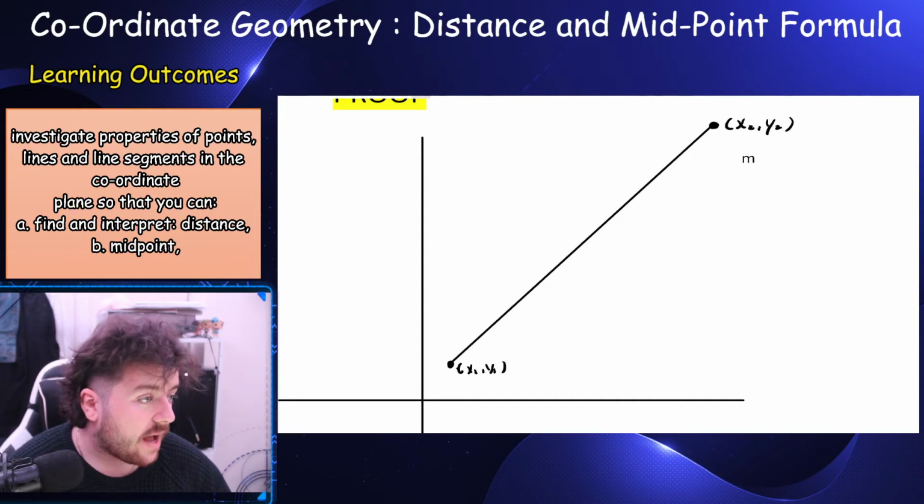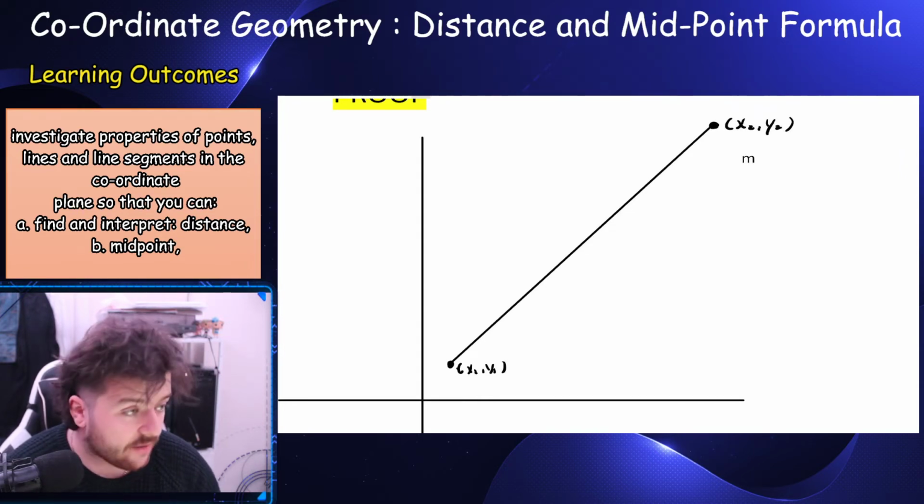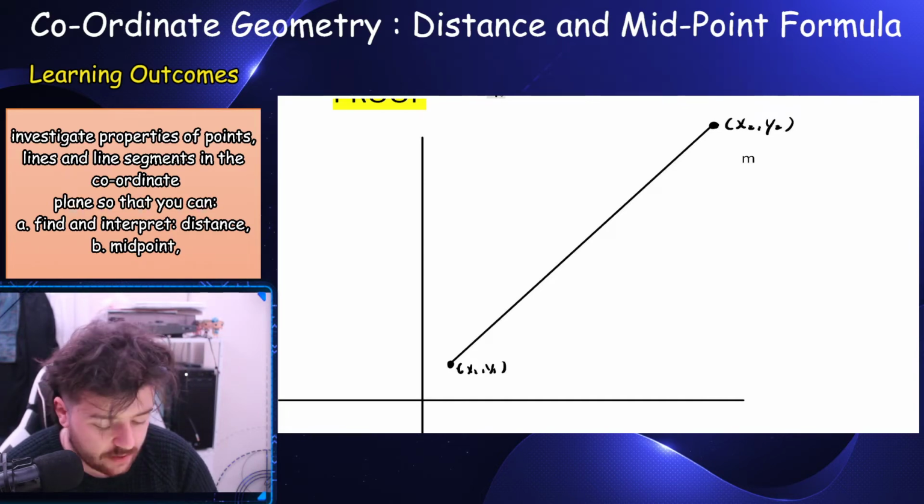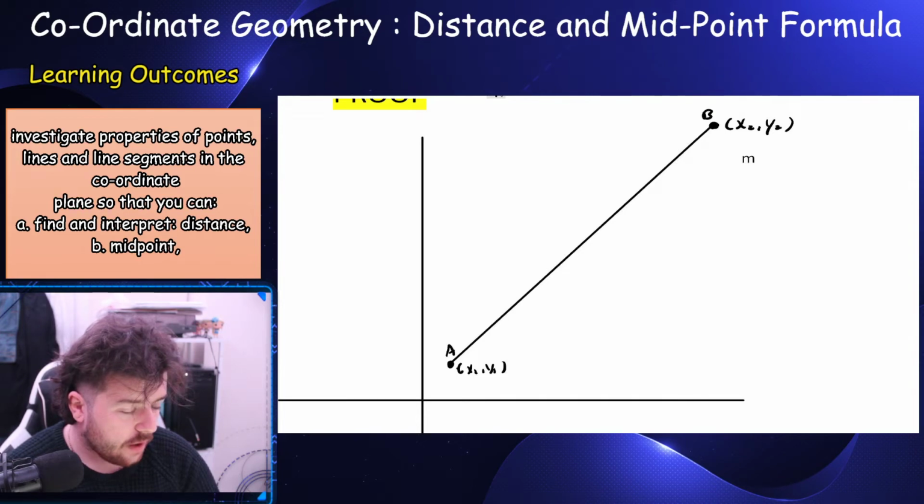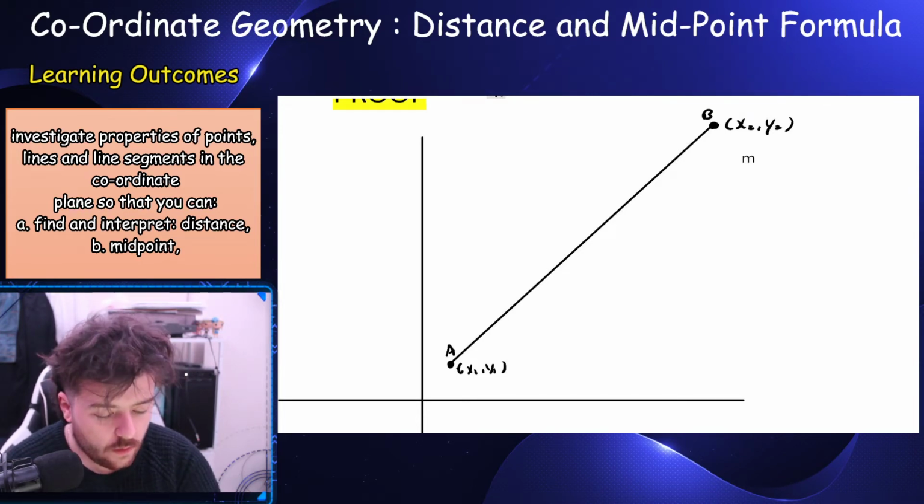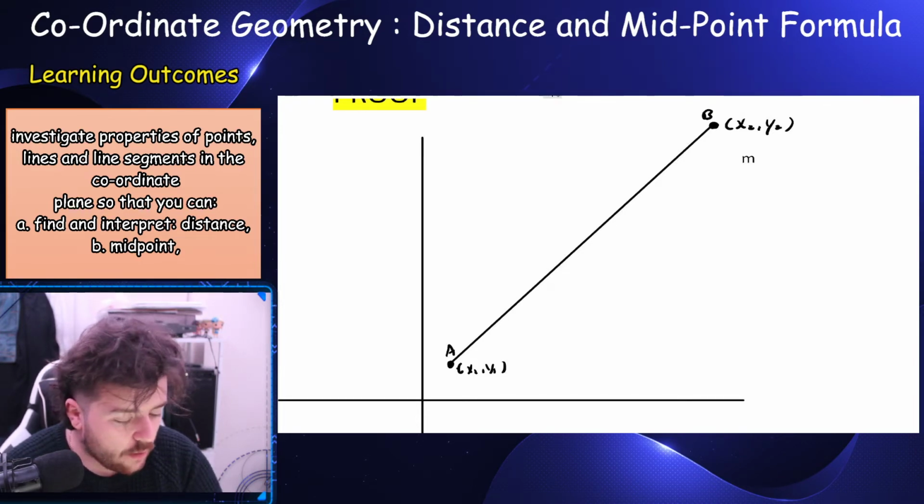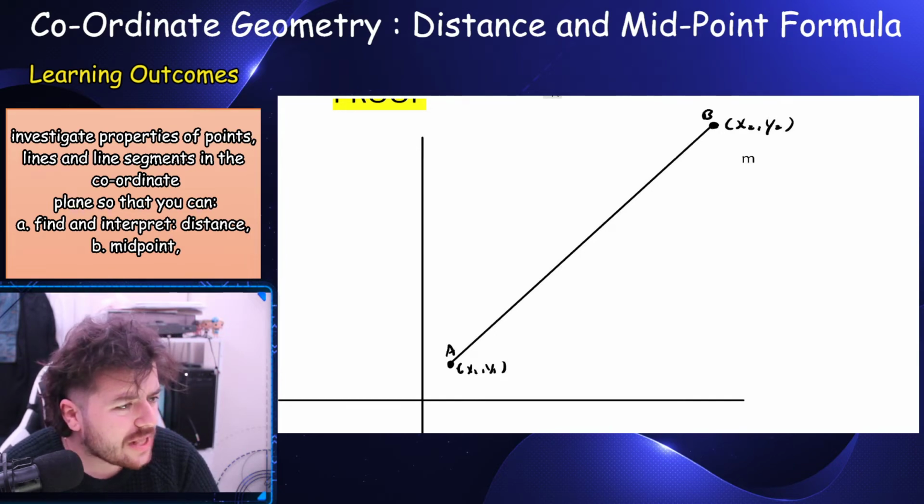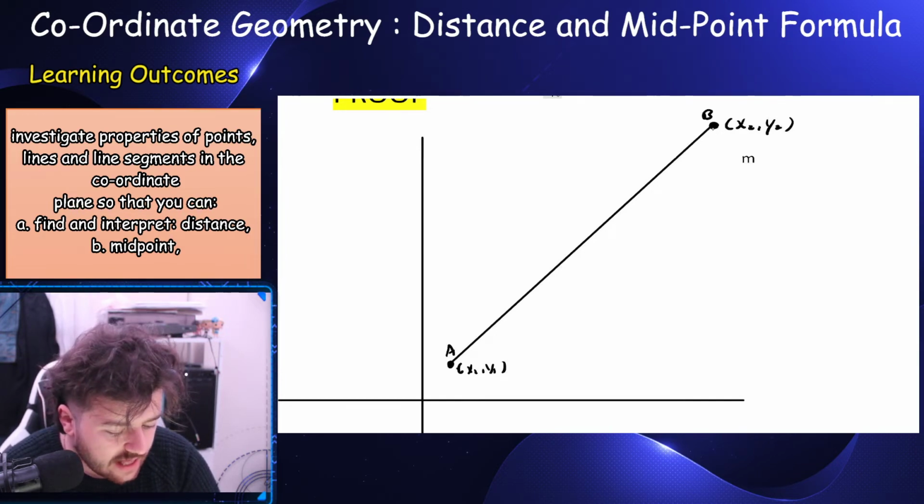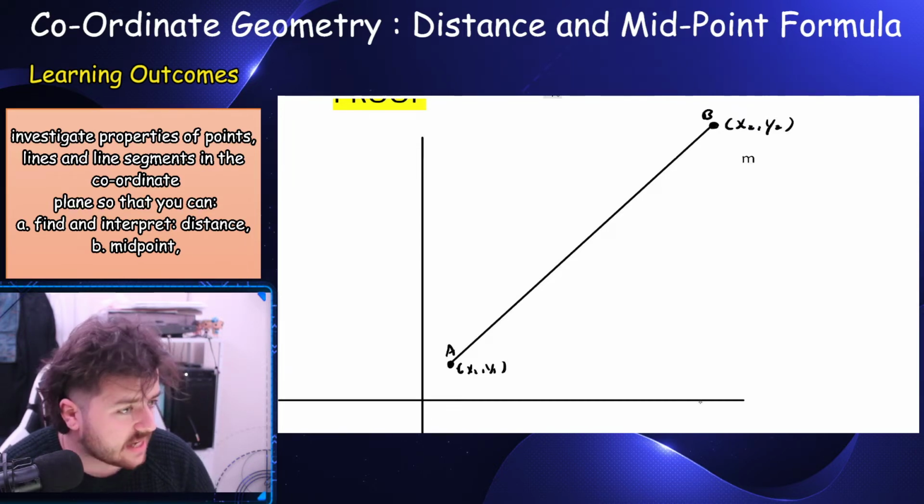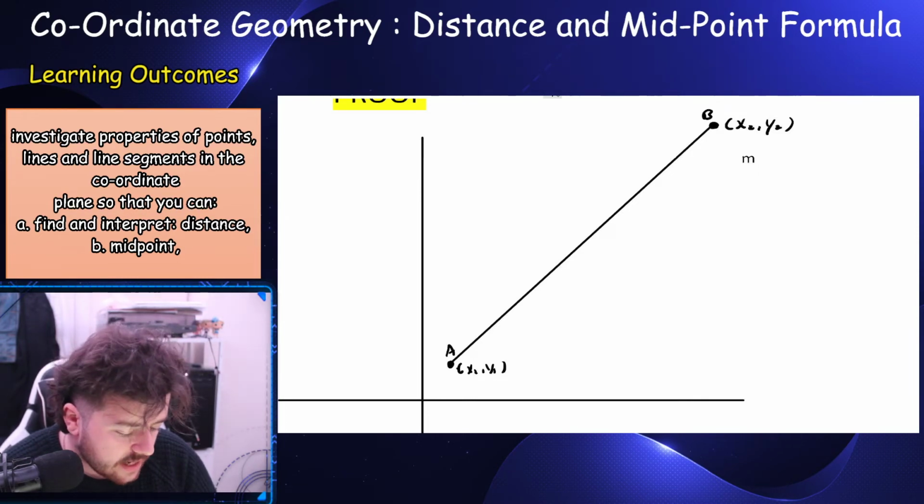So here I have 2 points on a plane. I have (x1, y1) at the bottom here, and I have (x2, y2) at the top. Let's call these A and B. What I'm going to do is first find the vertical length. What is the length from this point to the x-axis?